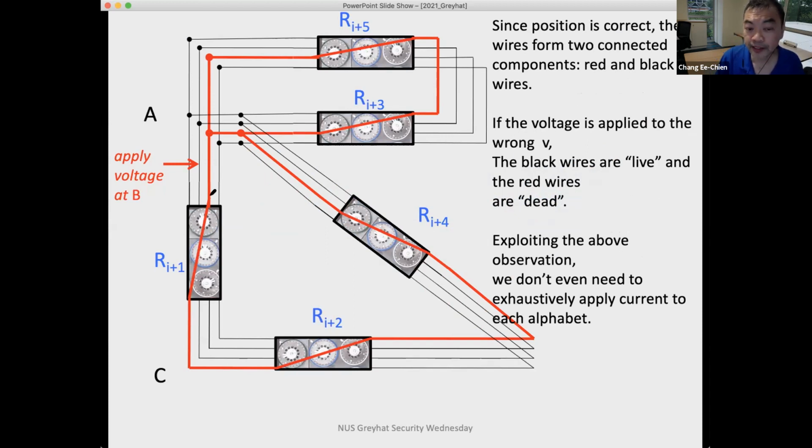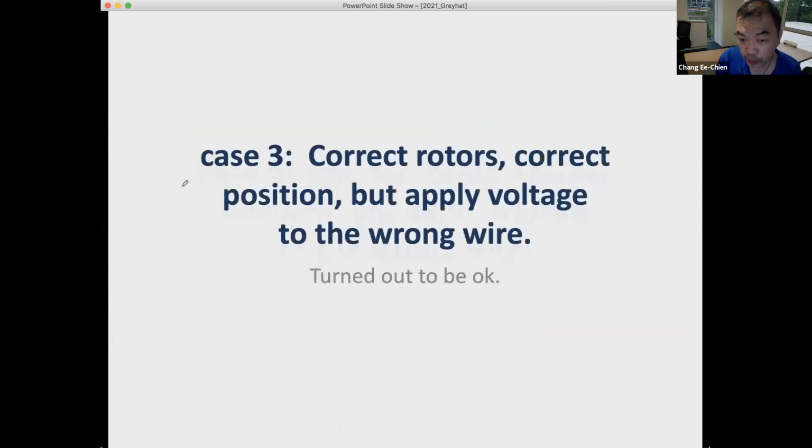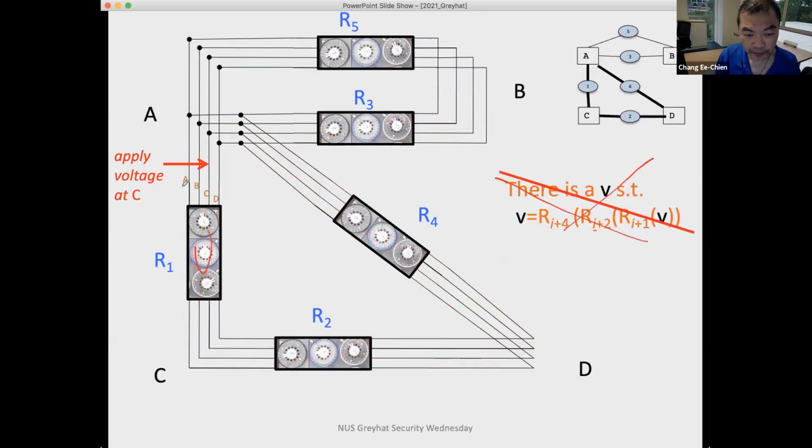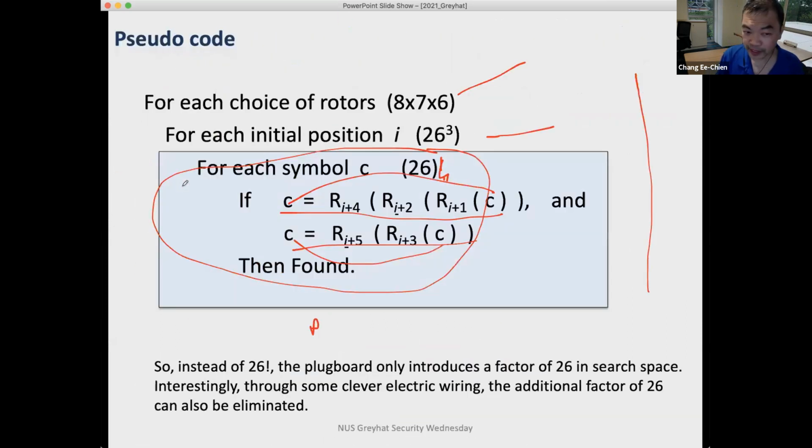How do we test that we are at the right key? We just apply voltage at any wire and see whether there exists one that does not light up. If there exists another one that does not light up, then we are at the right key. Otherwise, everything lights up. So there is a means to check whether we are at the right key in one check. Look at this algorithm, this pseudocode. Now we have a means that after we do all this, we can in one check determine whether this is the correct key.